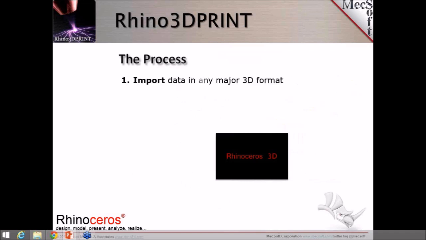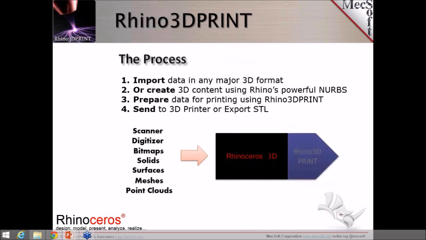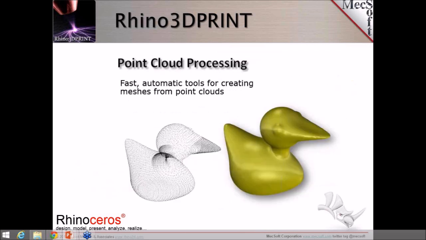Let's look at the process. Import data in any major 3D format, or create 3D content using Rhino's powerful NURBS tools. Prepare data for printing using Rhino3DPRINT, and send to a 3D printer or export to STL. Okay, so that's just a brief overview of the process. Rhino3DPRINT also automates turning point cloud data into closed meshes that are ready for 3D printing.